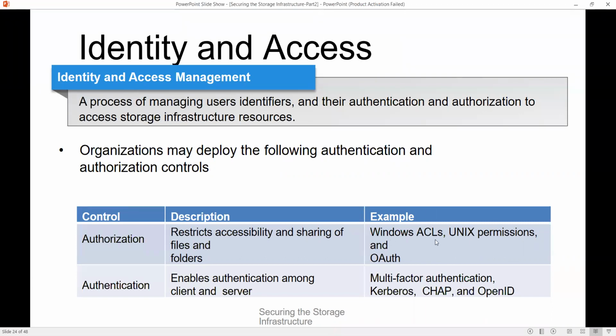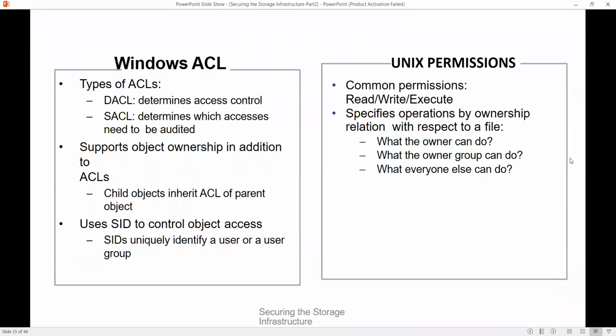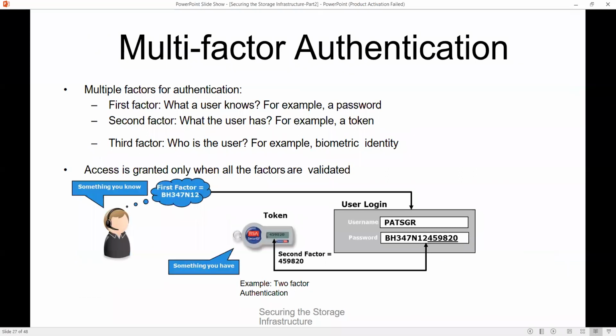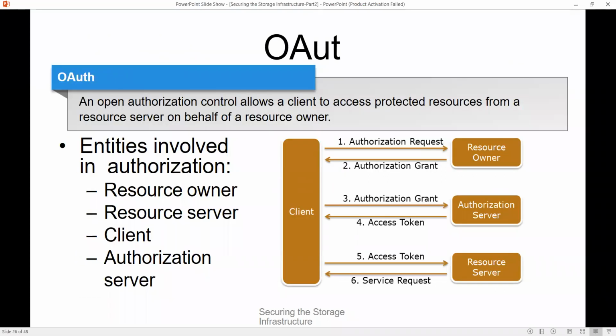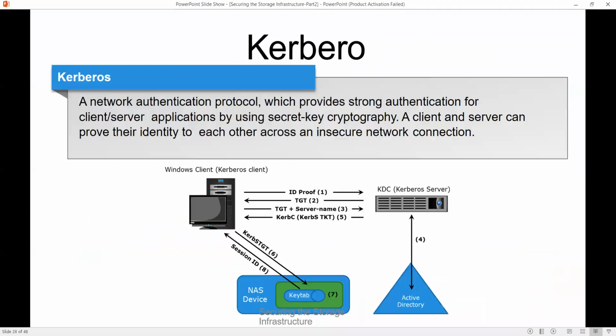We have already discussed Windows ACL, access control list in Windows, Unix permissions, which is read, write, and execute for user, groups, and others, and then OAuth authorization protocol. Then we have discussed multi-factor authentication, Kerberos, CHAP, and OpenID is left in this topic. So this was multi-factor authentication. You'll remember this once you look at the diagrams. This was OAuth authentication protocol. I had given you the example of Twitter in this case, and then there is the Kerberos process.